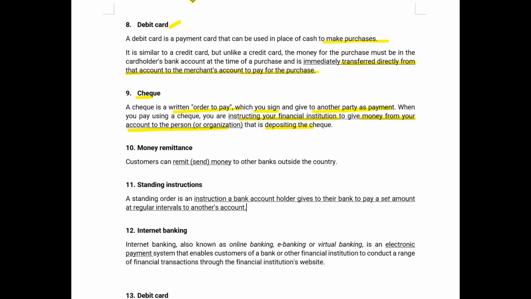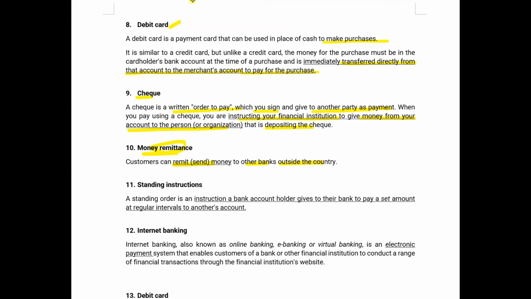Okay, now money remittance. Remit means to send the money. So a customer can remit money to other banks also outside the country, for example to a Malaysian bank or US bank and so on. Okay, so this is another function of the bank, to remit the money overseas.